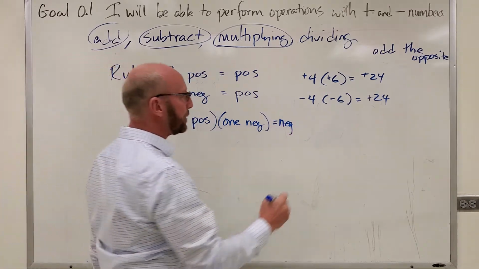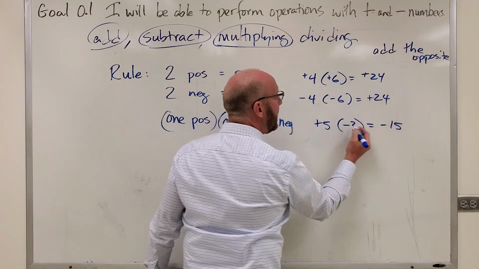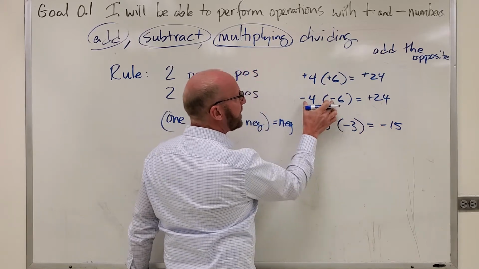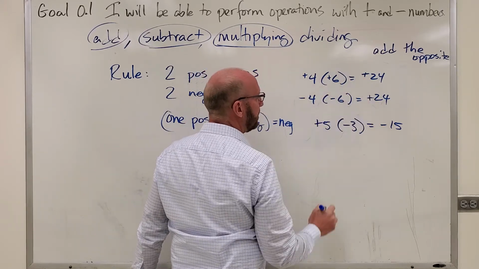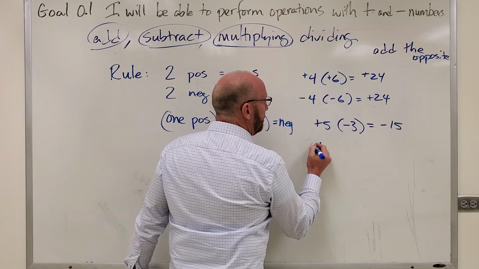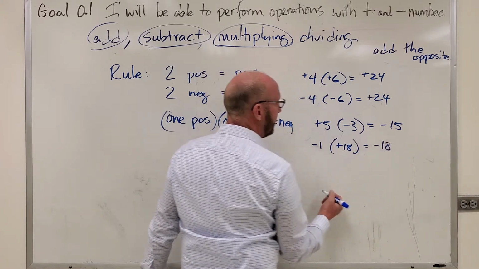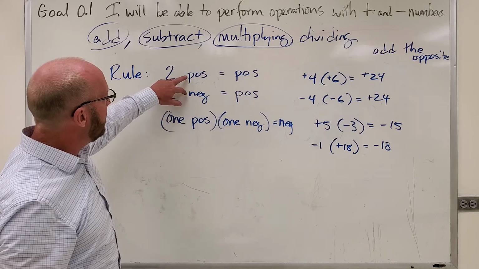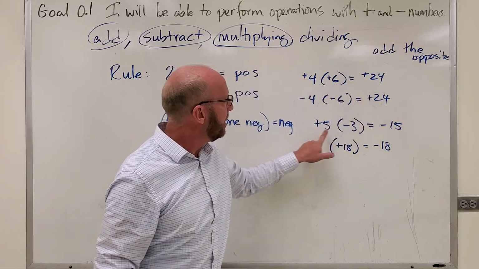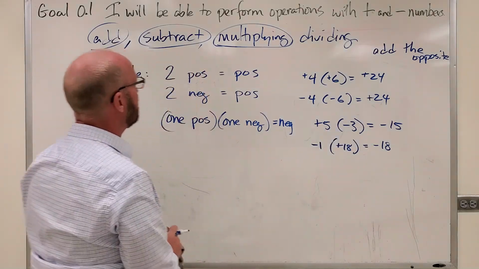So here are some examples. Positive 5 times negative 3 makes a negative 15. I have different signs, gives me a negative answer. Same signs, give me a positive answer. So let's do negative 1 times positive 18 will give me a negative 18. Again, same signs. If the signs are the same, I get a positive answer. If the signs are different, 1 positive, 1 negative, you get a negative answer.